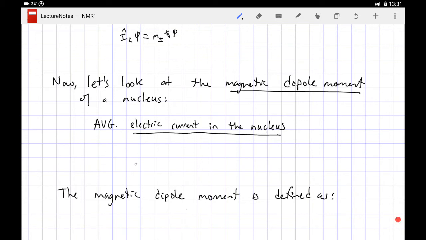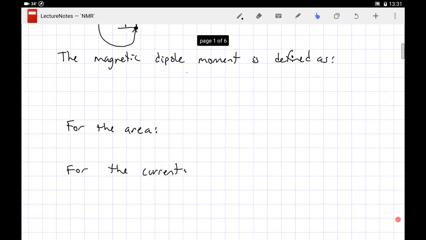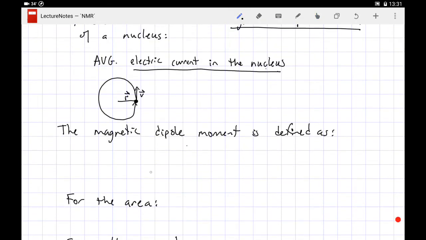Now, let's take for an example some charged particle that orbits around in circular motion about some center of radius r, and this particle has some linear velocity v. Okay, now we define the magnetic dipole moment as mu, and mu equals the current of that particle times the enclosed area. Okay, so I is current, A is enclosed area. All right, cool.